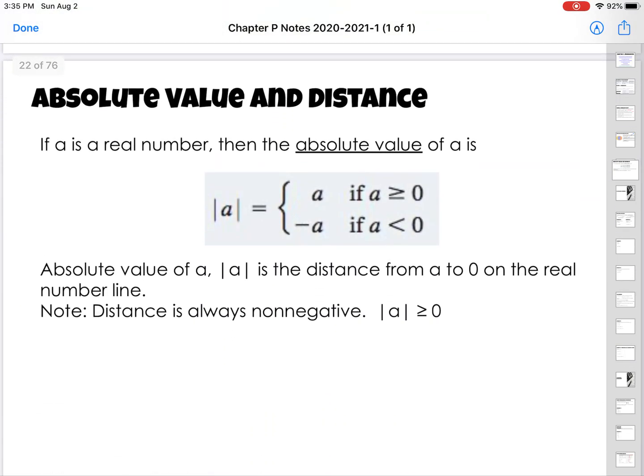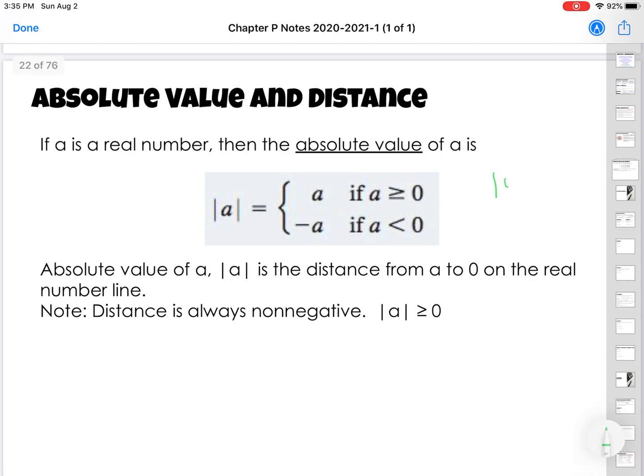Absolute value and distance. So if a is a real number, then the absolute value of a is written as this. So we see the absolute value symbol, and then it depends on what's happening. It's kind of written as a piecewise function, if that sounds familiar from Algebra 1. So if a is positive, then we just get a if a is greater than or equal to 0. We get negative a, or the opposite of a, if it's less than 0. In other words, turn it positive.